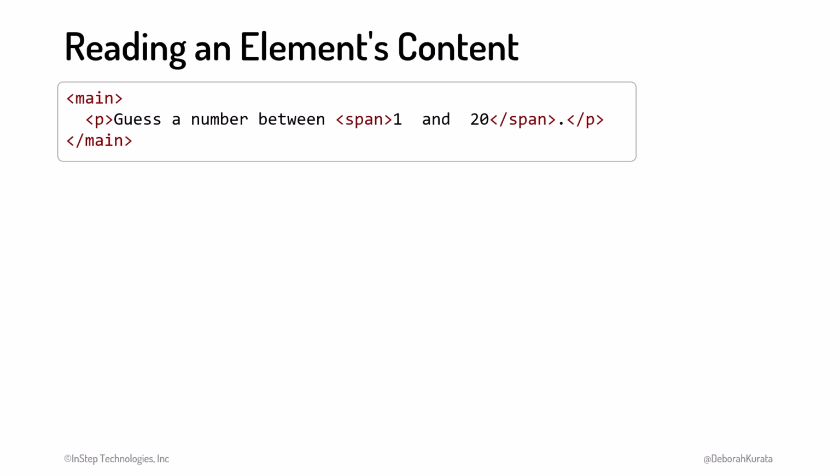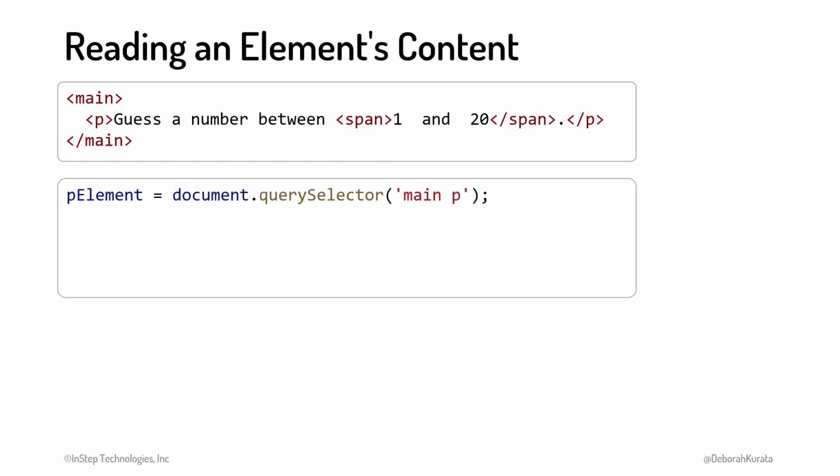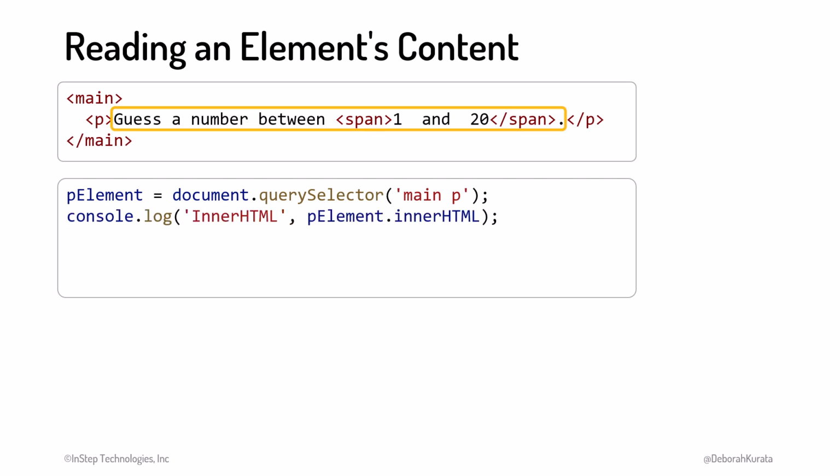Here is an example paragraph element. Notice the child span element and the extra spaces around the "and". Here is the code to find the element using a query selector. We can then display its content using several element properties. The innerHTML property gets the raw HTML of the element, just as we have in our HTML file.